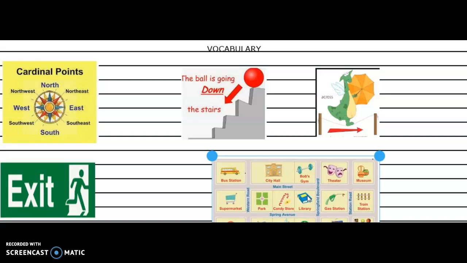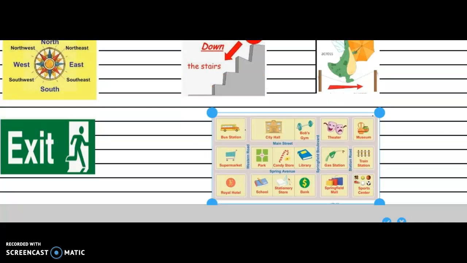Okay, and now you need to listen to the activity and try to understand what is the route on the map, okay? And the first question that you need to answer is point A. Listen, follow the route on the map and answer the question. Where is the woman going?